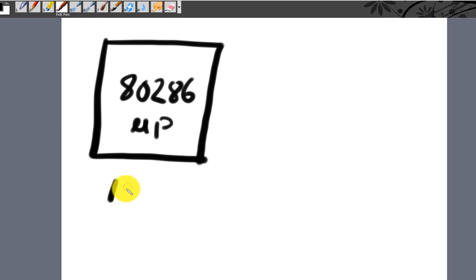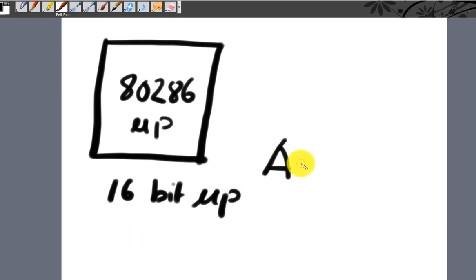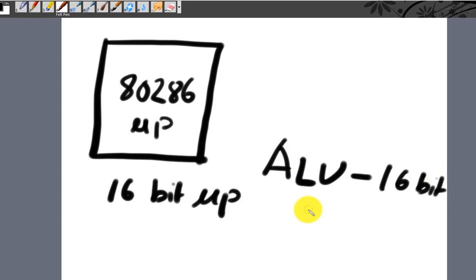80286 is a 16-bit microprocessor, means it can transfer 16 bits of data at a time. Again, it has an ALU of 16 bits. So every activity that 80286 does is capable of working on 16 bits of data in one cycle.